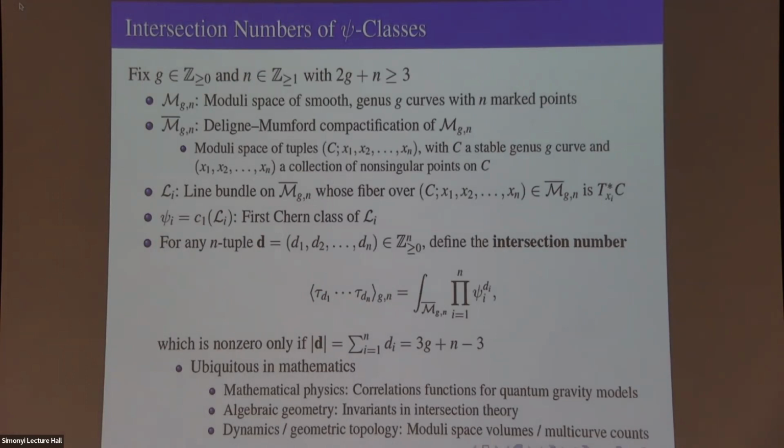And these are ubiquitous objects in mathematics. In mathematical physics, they appear in correlation functions for quantum gravity models. This is why Witten originally was interested in them some 30 years ago. In algebraic geometry, these are fundamental invariants that you see. Intersection theory and dynamics and geometric topology, which is the focus of this talk. These are things that you need in order to compute these moduli space volumes. You know, that complicated formula for Q20 may exactly involve these numbers.